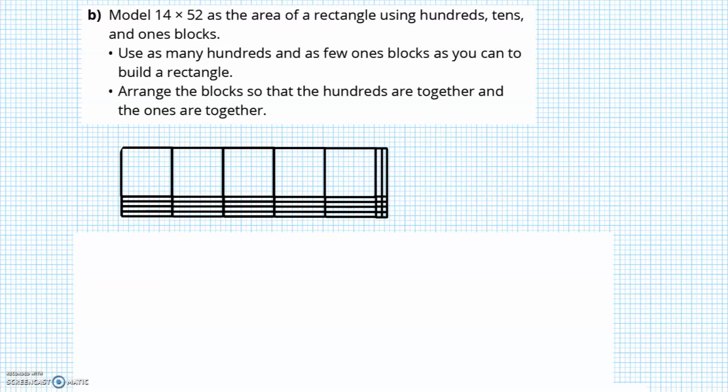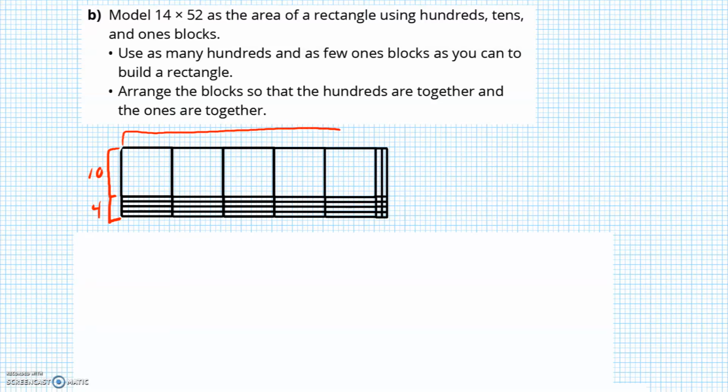Now, if I wanted to use a model to do the same estimation, this time I'm going to be a little more precise. So I've got a model of a 14 by 52 area, and I'm using hundreds, tens, and ones blocks. The grid that you're seeing in the background here, each one of those boxes is considered a 1. So when we look at this area here, for example, that is 10 by 10, which is, of course, 100. So if you look at this, that is 10. Then the last half here is another 4.